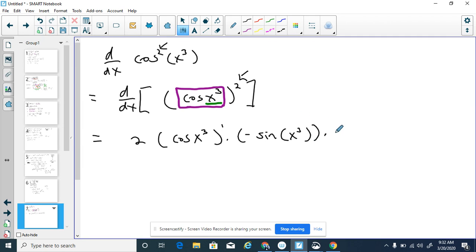And the derivative of x cubed is just 3x squared, right? So then that's basically what you get. So it's one big chain of multiplication here. So you can multiply in any order you want. So I would multiply the 2, the negative, and the 3.